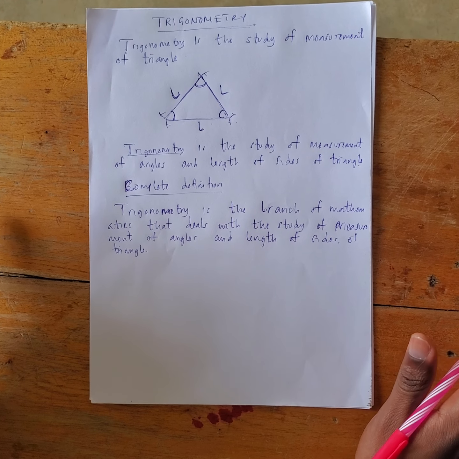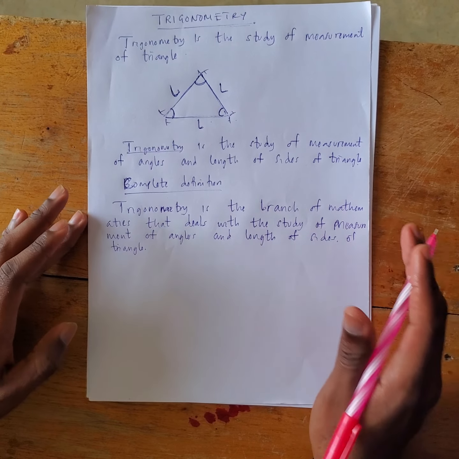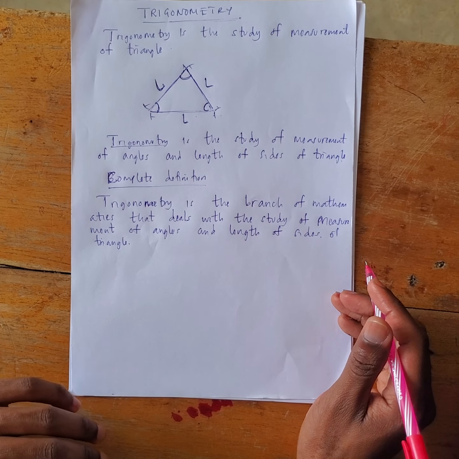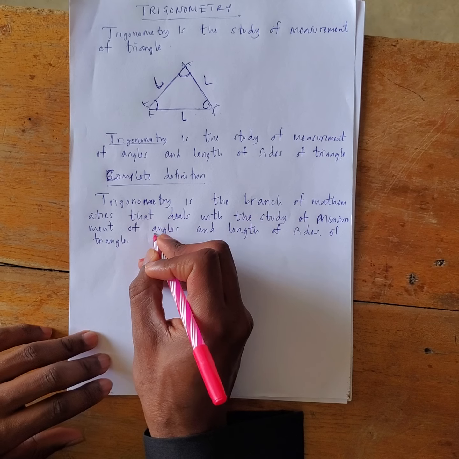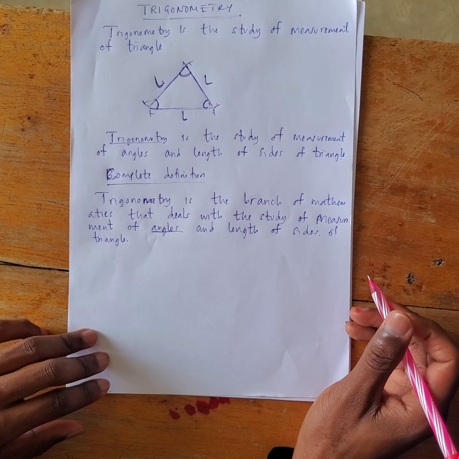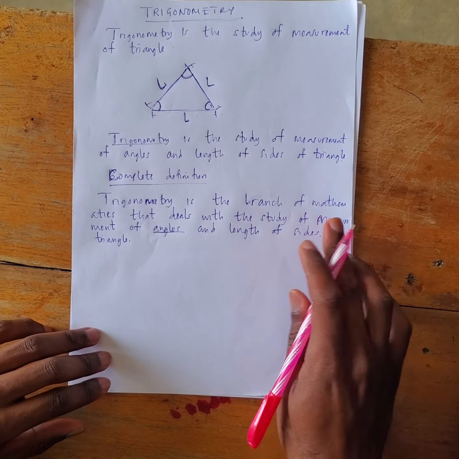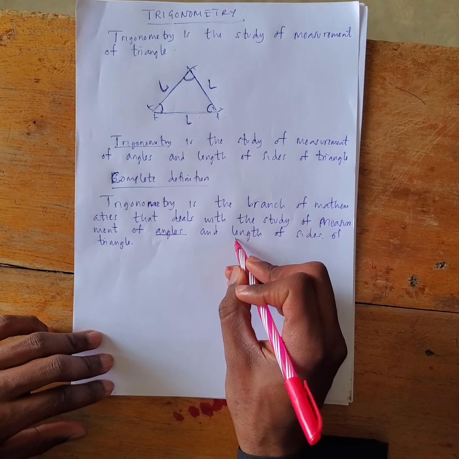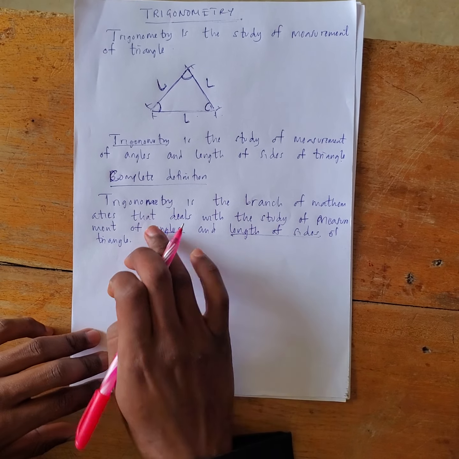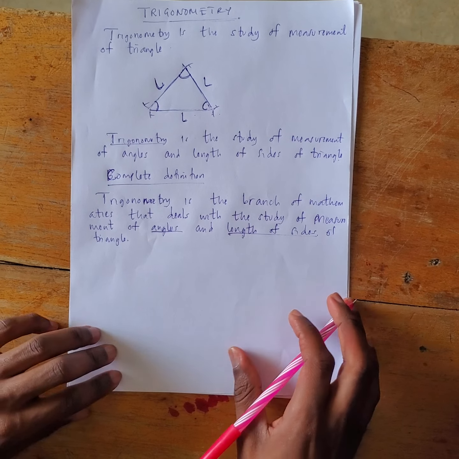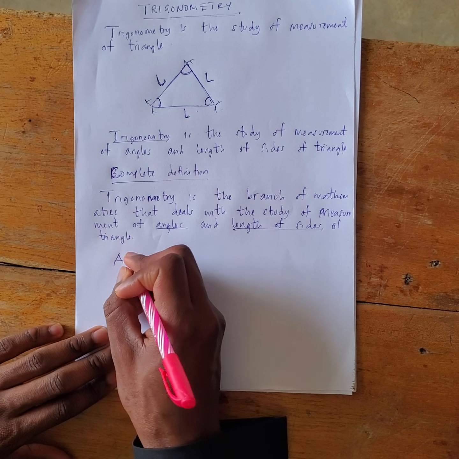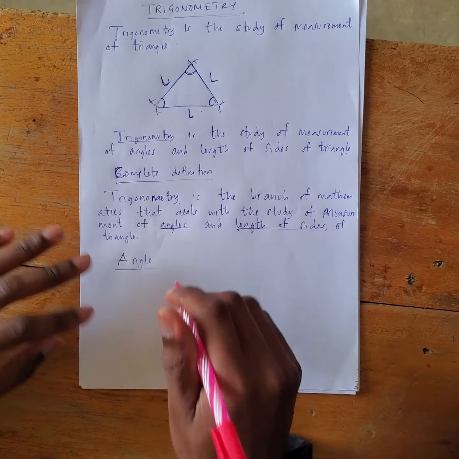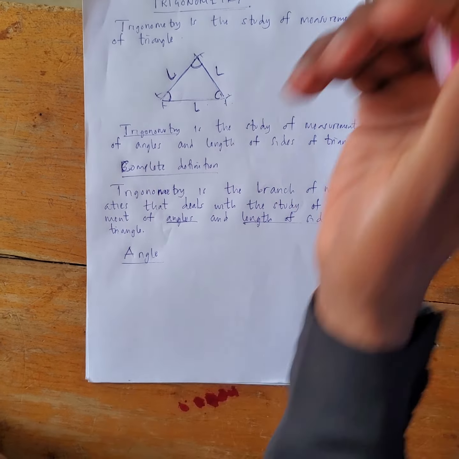But class, in this definition we have seen two important things. We have seen the word angles. In trigonometry we are measuring the angles and the length of sides of a triangle. But now, what is an angle?